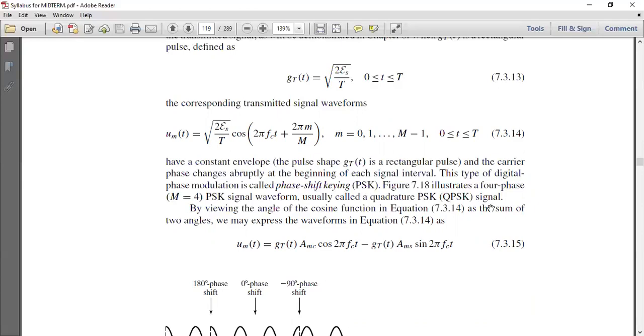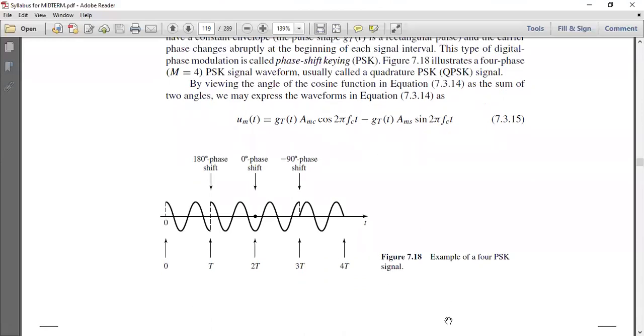Figure 7.18 illustrates a 4-phase, M equal to 4, PSK signal waveform, usually called a quadrature PSK or QPSK signal. So we have 4 phase input changes. The signal is coming, then we have a 180-degree phase shift, then another phase shift, then another, and then another. So this is the example of 4-PSK.